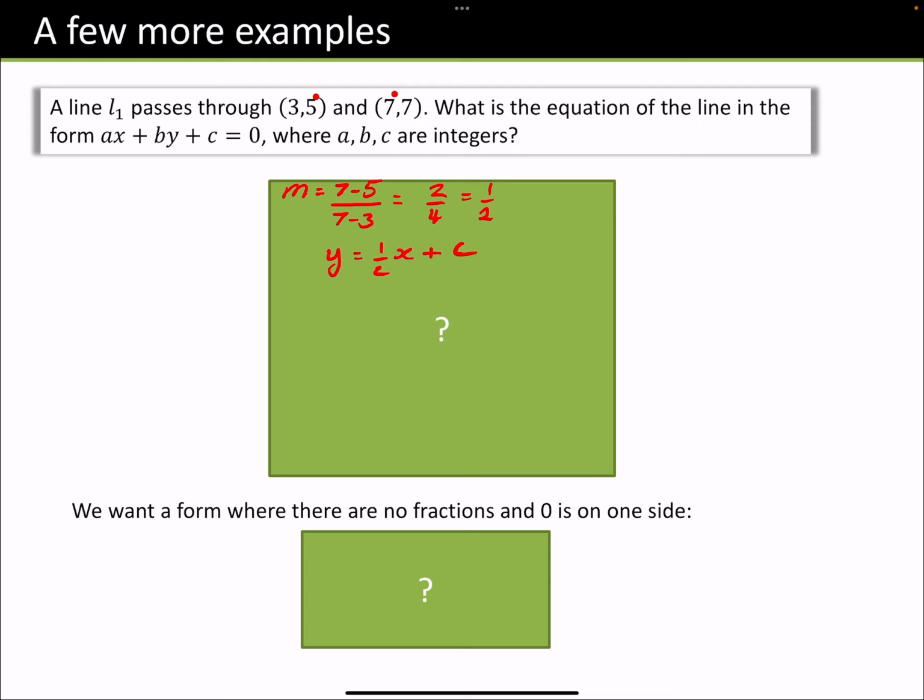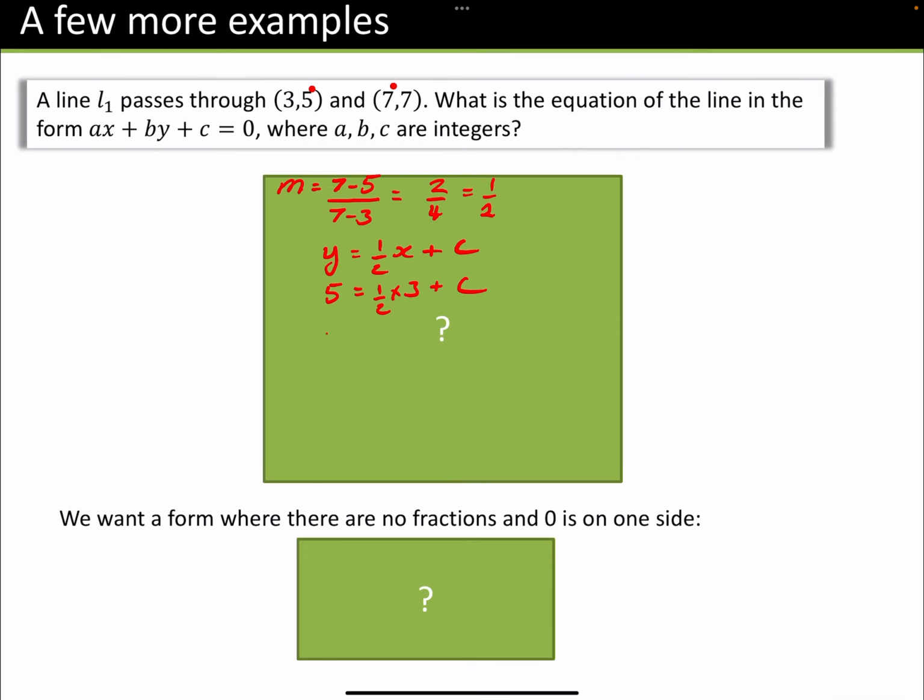Okay, now we know it goes through the point (3, 5). So 5 equals a half times 3 plus something. Okay, a half of 3 is 1.5. How do I get from 1.5 to 5? I add on 3.5. So I've got y equals half x plus 3.5. Now, I've not finished yet because it says put it in this form.